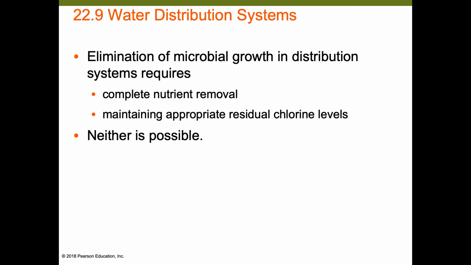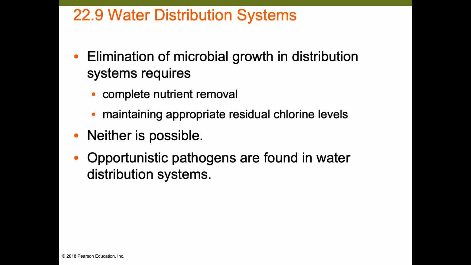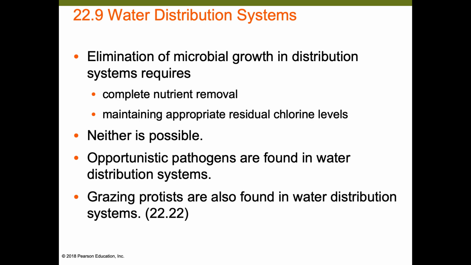But nothing is perfect. You're not going to remove all of the organic material from the water, and you're not going to be able to always maintain a high enough level of chlorine because people won't drink the water if it's too chlorinated. And we do find opportunistic pathogens in water distribution systems. We also find what we call grazing protists. It's like amoebas.